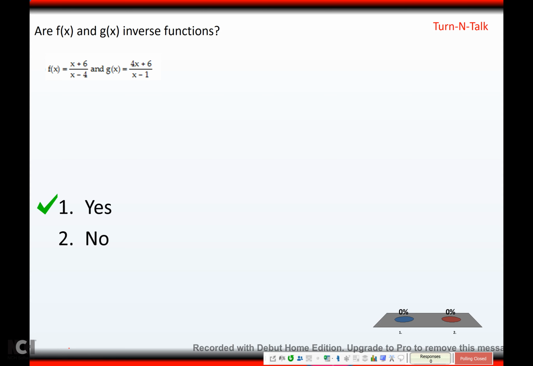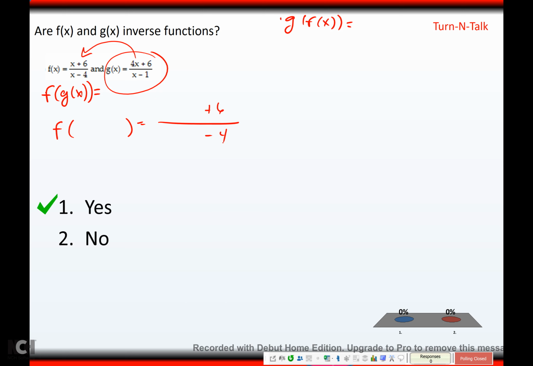Alright, so are they inverses? I don't know. We have to find f of g of x, and we have to find g of f of x. This says start with g. I'm going to skip some steps here if you don't mind, and take it to f. F says whatever you brought plus 6 divided by whatever you brought minus 4. And what did I bring? I brought g, which is 4x plus 6 over x minus 1.